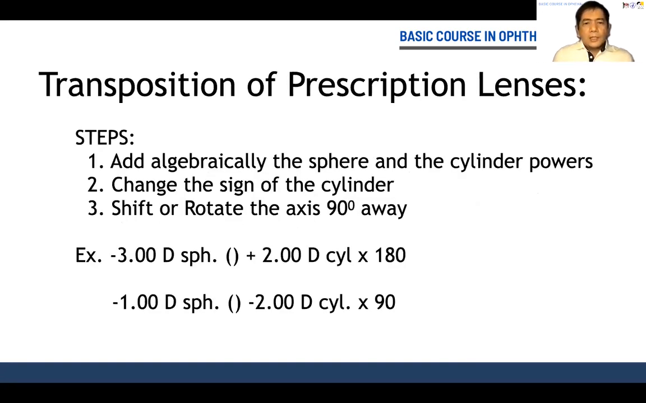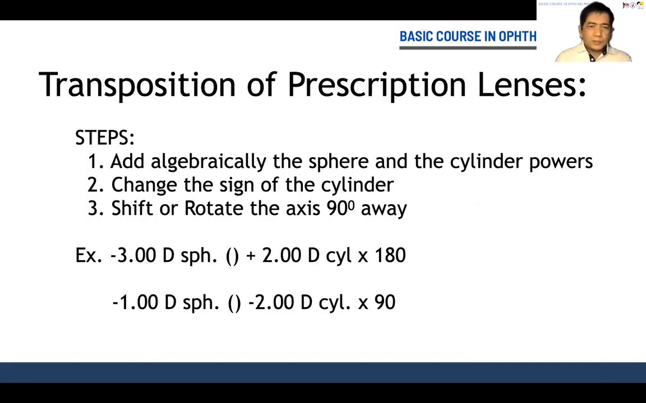So how do you do that? In this example, a minus 3 diopter sphere with a combination of plus 2 diopter cylinder axis 180, a plus cylinder form is not applicable in our country. So you have to transpose that to a minus cylinder form. How do you do that? These are the steps. One, add algebraically the sphere and the cylinder powers. In the example, minus 3 and plus 2 will give you a minus 1 diopter sphere. Second step, change the sign of the cylinder from plus to minus.